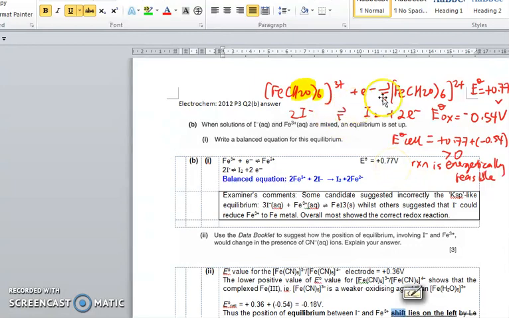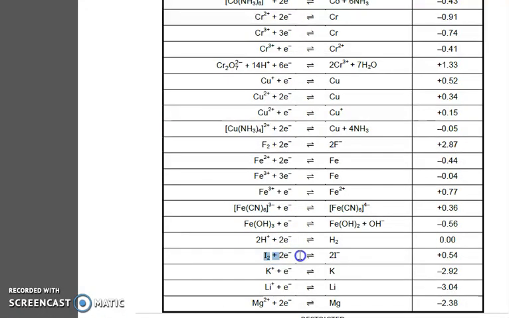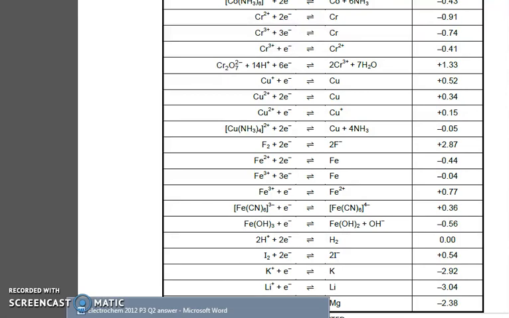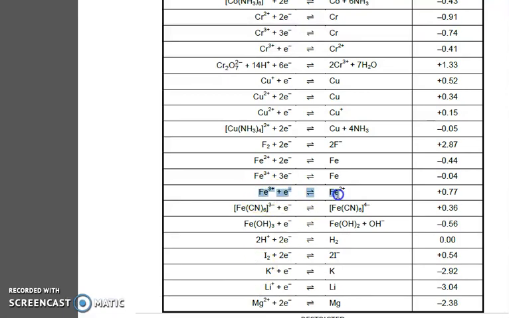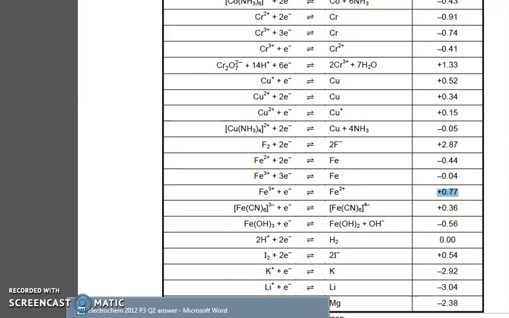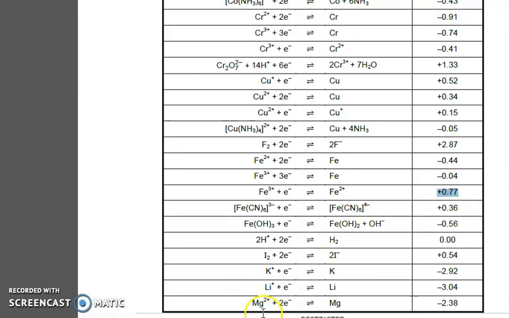Okay, I believe that you'll be able to calculate E naught cell, which is positive, because if you check the data booklet, I minus can only be oxidized. I minus is oxidized to I2. And therefore, for a redox to occur, Fe3 plus must be reduced, and it's reduced to Fe2 plus. E naught reduction is positive 0.77.